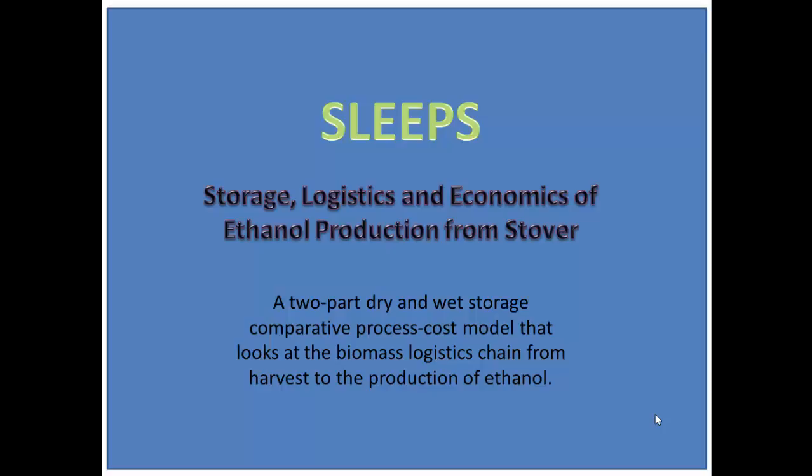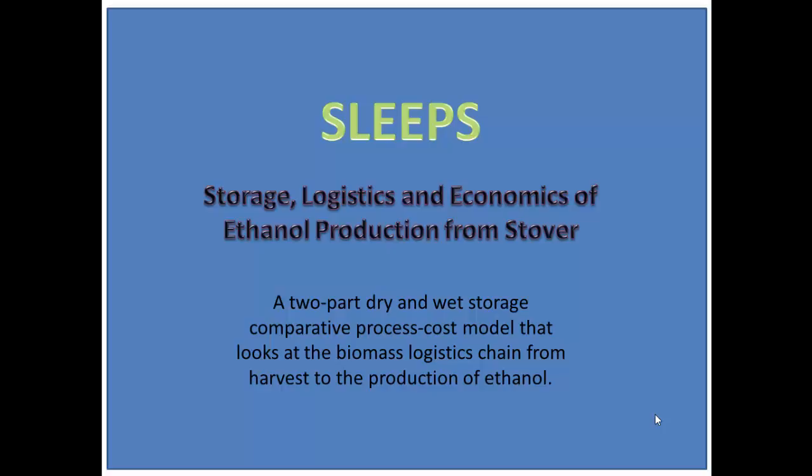The first part focuses on upstream processes and among other inputs estimates dry matter loss and delivery cost at the break-even point. And then the second part focuses on downstream processes, which includes ethanol production. And you can use this to estimate ethanol yield and then ethanol production cost, as well as the minimum selling price. So SLIPS provides a basis for you to compare wet and dry storage systems for biofuel production.